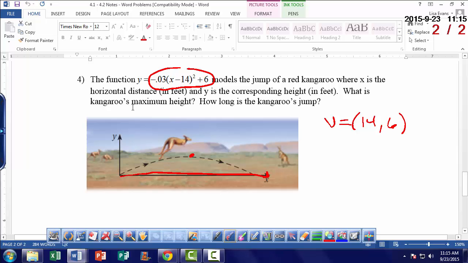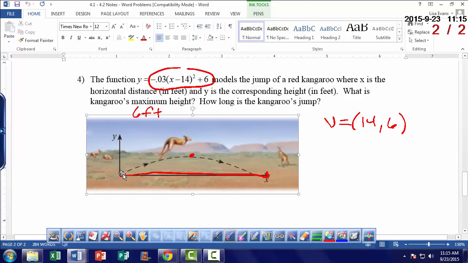So what's the kangaroo's maximum height? 6 feet. That's our y value. How long is a kangaroo's jump? Well, from here to here is 14. So what do I need to do to get how long the jump is? You need to double it. So the answer is 28 feet. Look how easy that problem is, all because it was in vertex form.